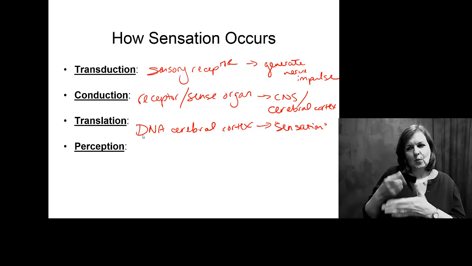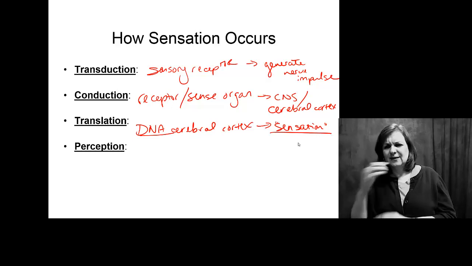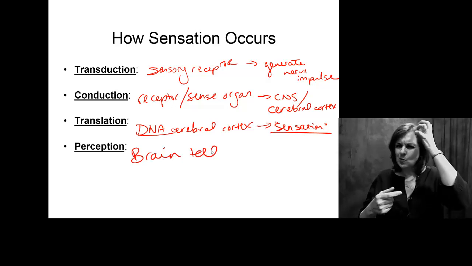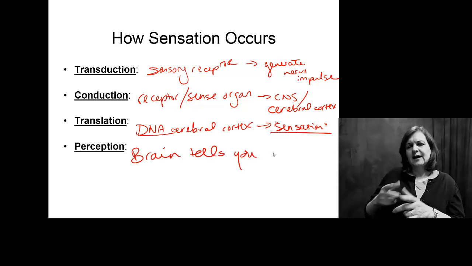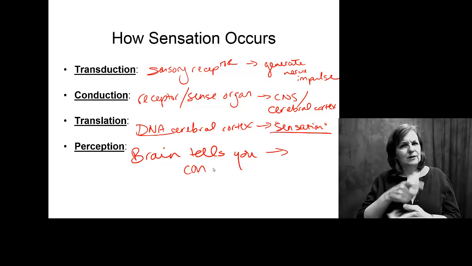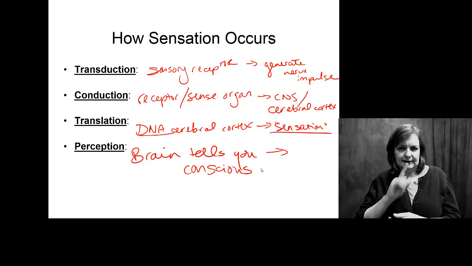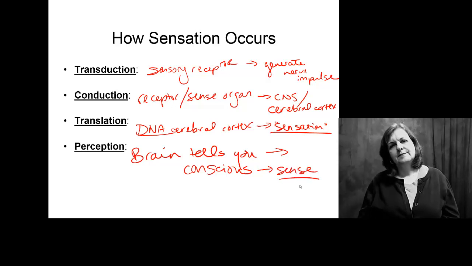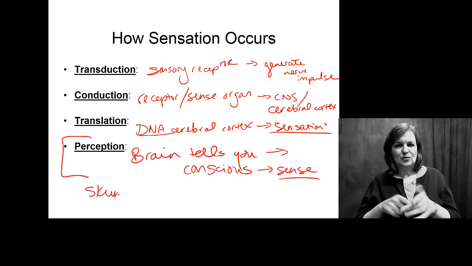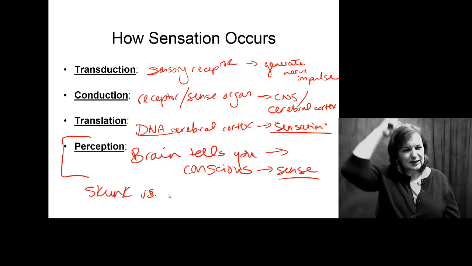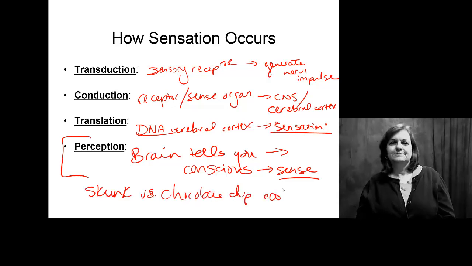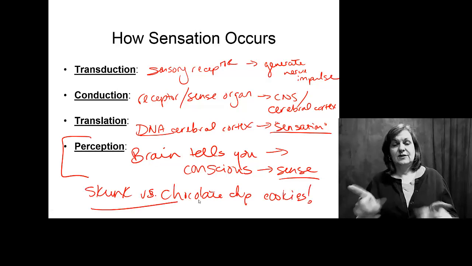What your brain is waiting for is your DNA to say, this is a particular sensation, and then your brain tells your consciousness specifically what that sensation is or what that sense is. So this is where you get the difference between skunk versus chocolate chip cookies. That's a very important distinction.